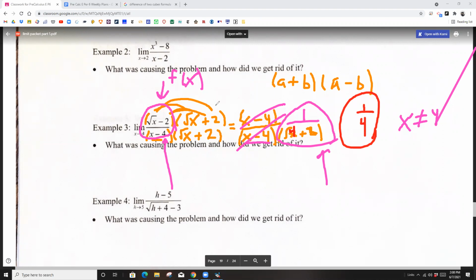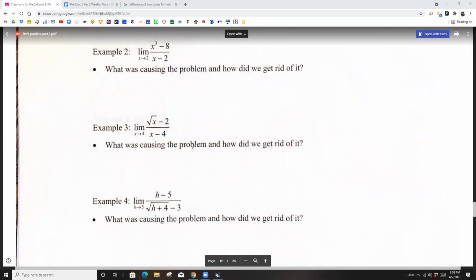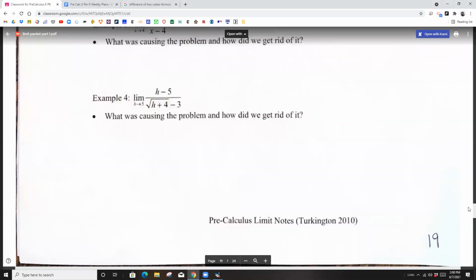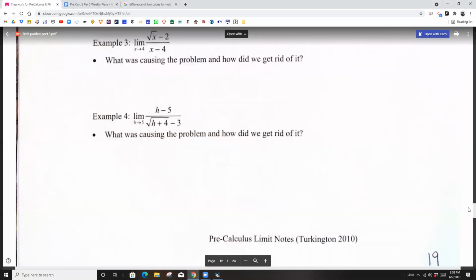All right. So what was the issue? What was the problem? We were dividing by 0. So we had to get rid of that by multiplying this by its conjugate pair, and then it canceled out. And I also showed you another way where you could factor this to root x minus 2 times root x plus 2. The reason why I didn't go with that way exclusively is because in this next example, example 4, you couldn't do that.